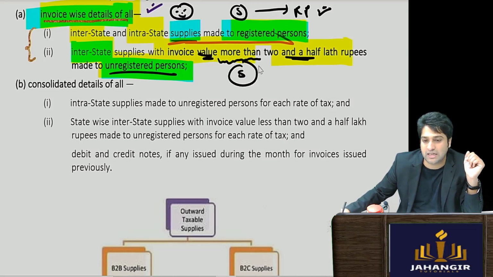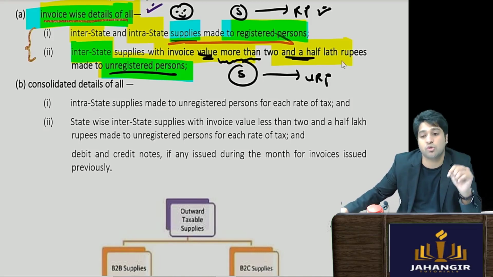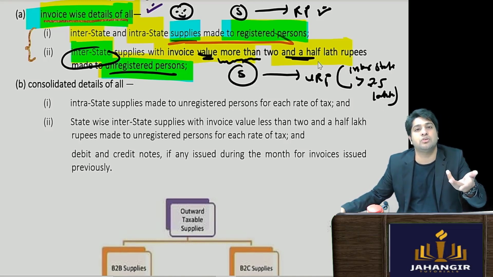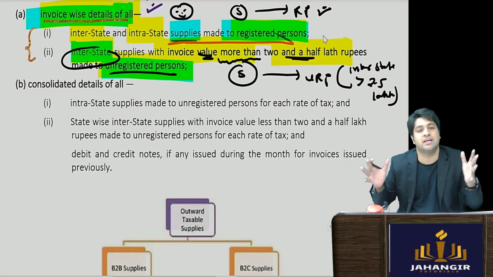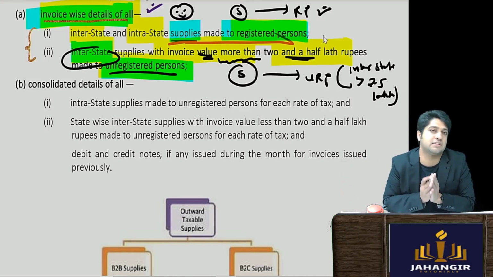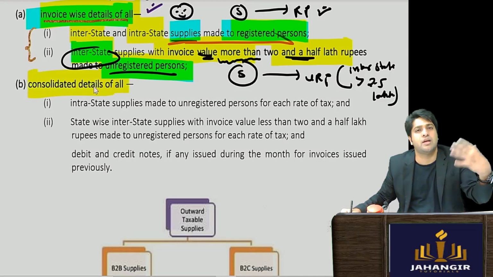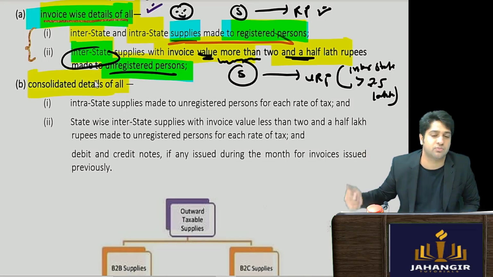When I am the supplier selling to an unregistered person, then I only have to do it when two conditions are fulfilled. One is it is an interstate transaction, and the value is greater than 2.5 lakhs. Okay. If both are not met, then there is no need to put invoice wise details. I can say that all the small sales amount to so much. Now consolidated details can be provided. I don't have to put in each invoice.